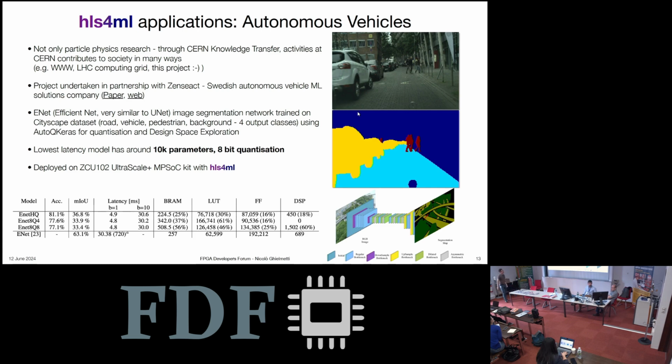Another application of HLS4ML is on autonomous vehicles. It has been conducted with Zenseact, a Swedish autonomous vehicle company. It is based on the ENet network that is very similar to UNet. It is an image segmentation network. We were focusing more on the latency, given the use case, and we managed to achieve 4.8 milliseconds per inference with a 10K parameter ENet model with homogeneous 8-bit quantization.